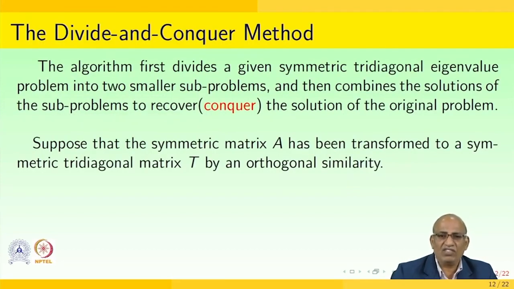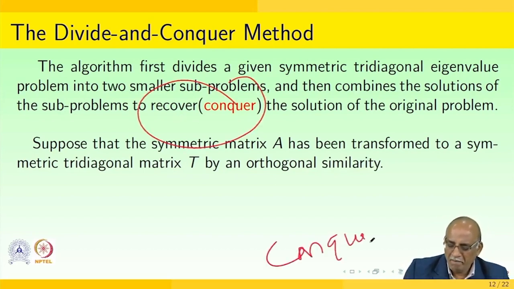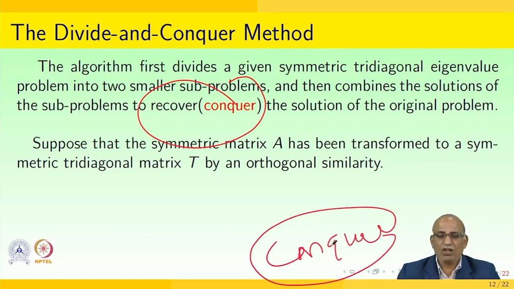In an analogous fashion, we have what we call the divide and conquer method. The algorithm first divides a given symmetric tridiagonal eigenvalue problem into two smaller subproblems and then combines the solutions of the subproblems to recover the solution of the original problem. That is what is called conquer. So, essentially, you divide into small submatrices, in particular two submatrices, and find the solution to each submatrix separately and then recover it so that the original problem could be solved. That is what is called divide and conquer.